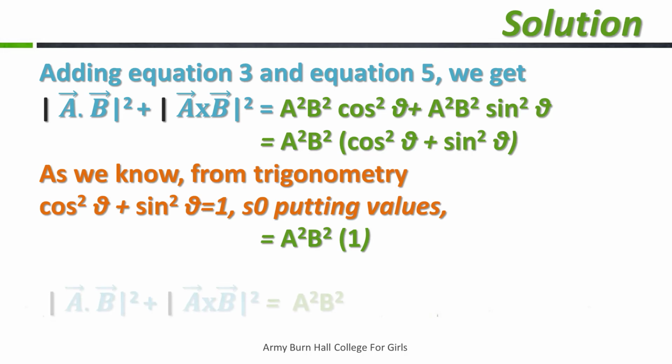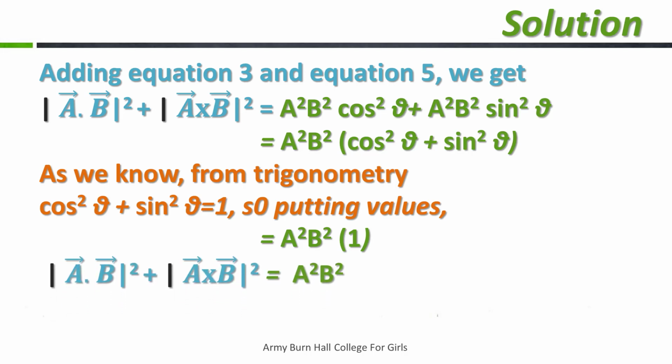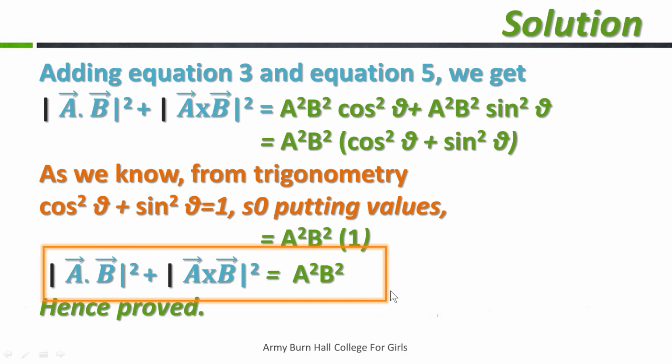So what is the result? A dot b whole square plus a cross b whole square, the magnitudes of these two, is equal to a square b square. This was the required answer. So hence proved. Left hand side is equal to right hand side. We have proved this given identity.